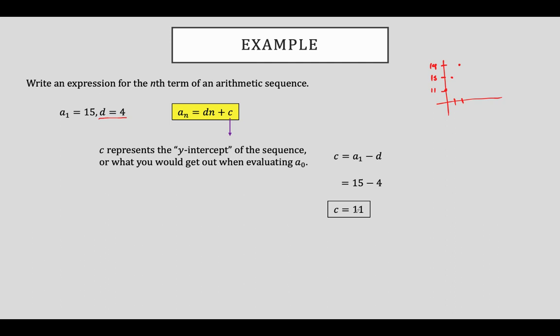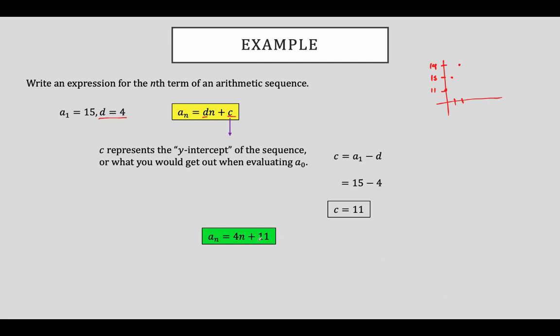So we have c, we have d. Now all we have to do is plug them in. Here is our equation for the nth term. a subscript n is equal to 4n plus 11. We substituted in 4 for d, and we substituted in 11 for c. a subscript n is equal to 4n plus 11.